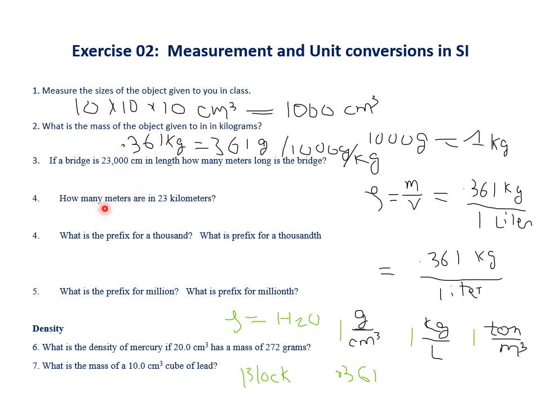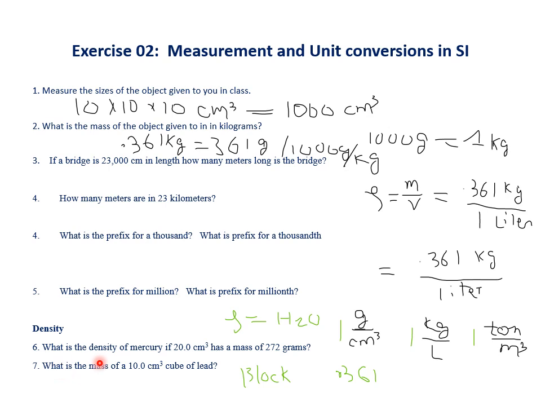How many meters are in 23 kilometers? Just remember what kilo means. What is the prefix for thousand? We already just talked about it. For thousandths, it's milli. So what's the prefix for million? That's mega. And what is the prefix for millionths? That's actually called micro.